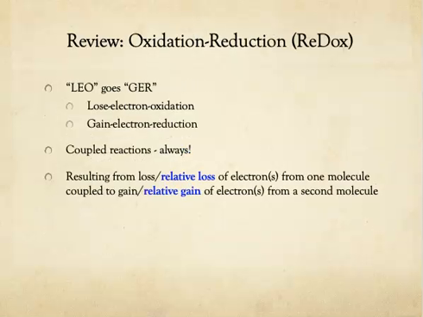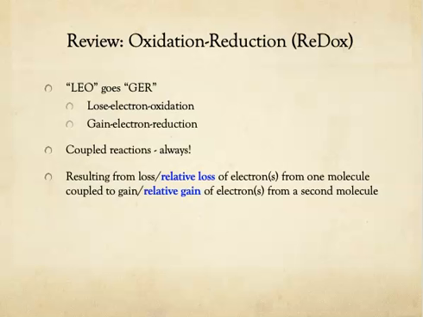Let's review some of the key concepts of oxidation-reduction reactions. First of all, remember that these types of chemical reactions are very common in living cells. Oxidation and reduction always go hand in hand. In other words, during a chemical reaction, if we see one molecule or atoms within a molecule getting oxidized, that means that something else in that reaction is getting reduced. Always, always occurring together. Sometimes it's hard to remember whether it's the oxidized molecule that's losing electrons or the reduced molecule that's gaining. It's hard to remember which is which.